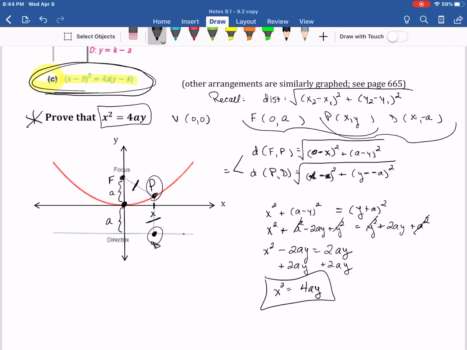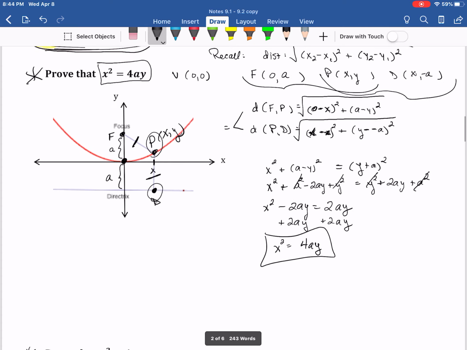So we began by labeling the 3 points with their ordered pairs. We labeled point F, point P, and point D appropriately. P we labeled X, Y. To come up with the ordered pairs for F and D, we had to recall that A is the distance from the focus to the vertex.